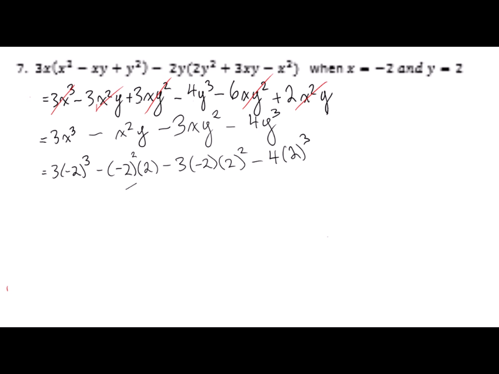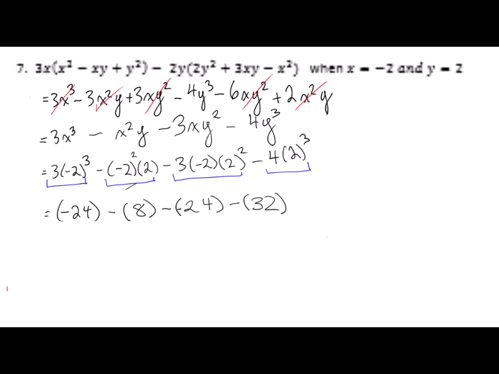So what you need to do now is simplify each of these terms. Leave the minus sign that's sitting in front. Put all your results in brackets. And now simplify. So you're going to get negative 24 minus 8 plus 24 minus 32. Adding those all up, you get minus 40 as your final answer.